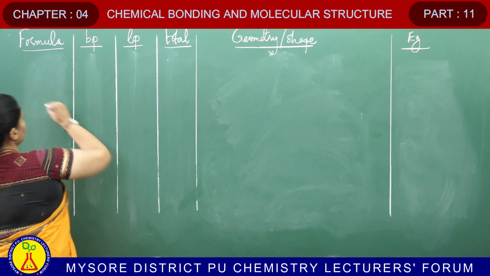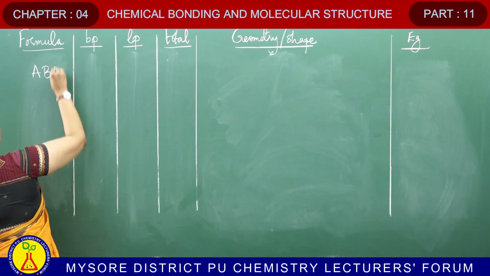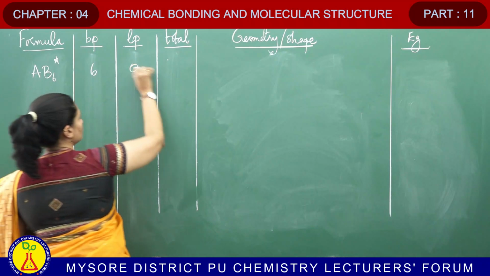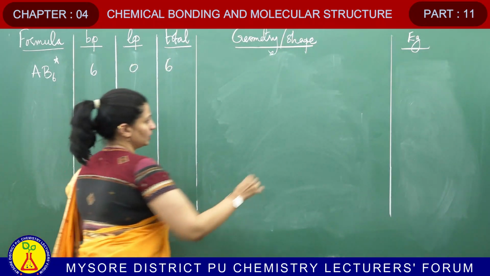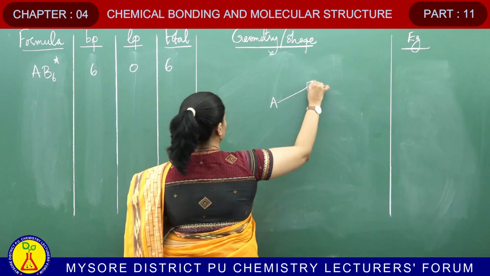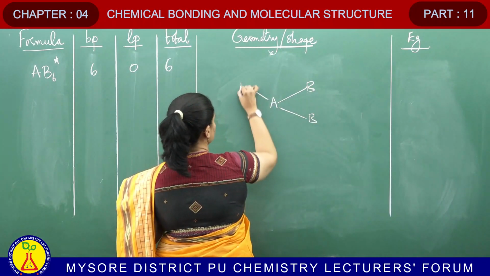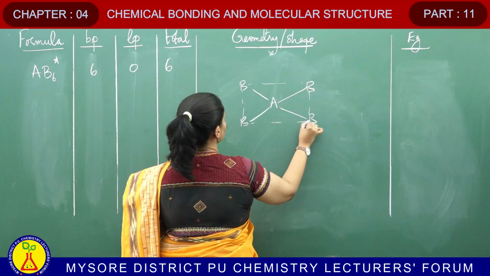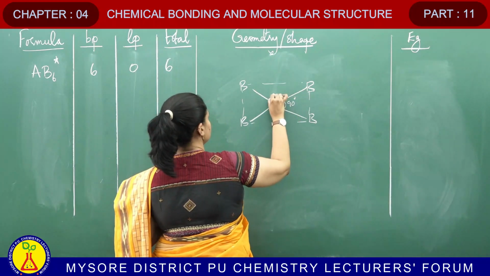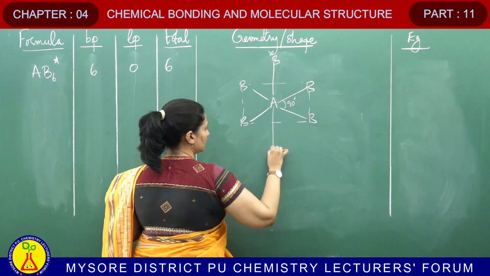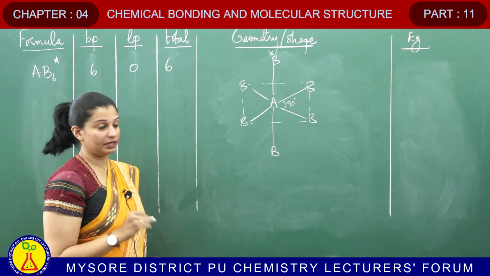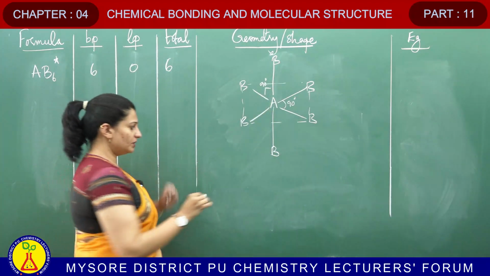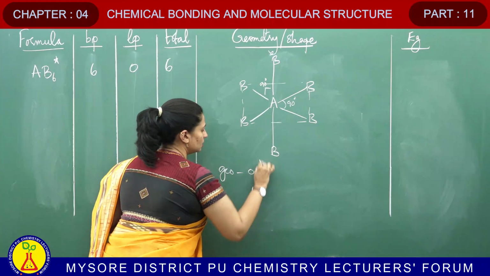The last category I am going to go for AB6. Yes, I will put a star because it is a regular geometry. So 6 bond pairs, 0 lone pair, the total is 6. So you have your central atom in the center. You have 4 B atoms in the same plane, and that is definitely going to be 90 degrees. You have a B atom perpendicular above and another below the plane. That is also going to be 90 degrees. The geometry is called octahedral.